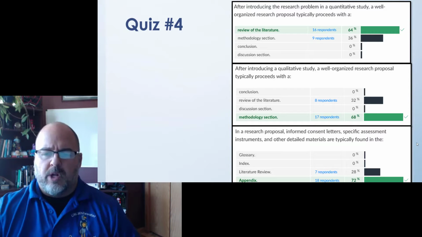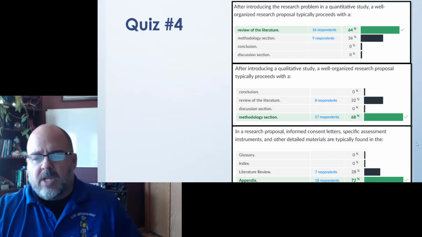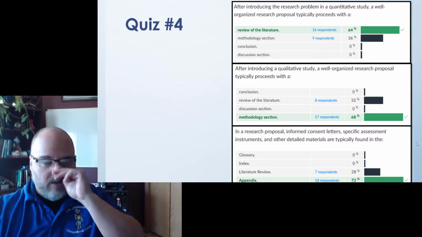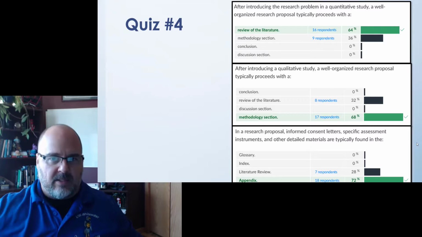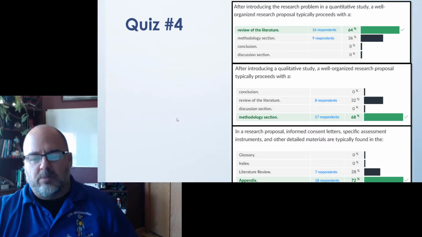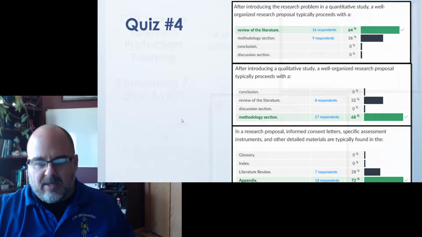And then finally, in a research proposal, where do you put the informed consent letter, specific assessment instruments, and so on? It's always in the appendices. If you put it in the literature review, it just expands out. It kind of destroys the narrative or the speed in which you're explaining it. All that stuff goes in the appendices.